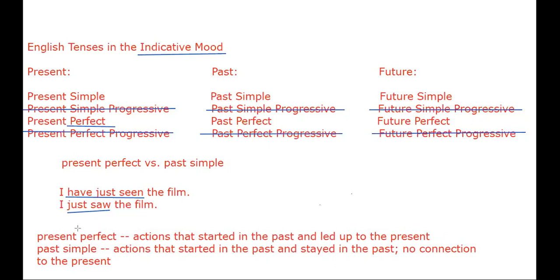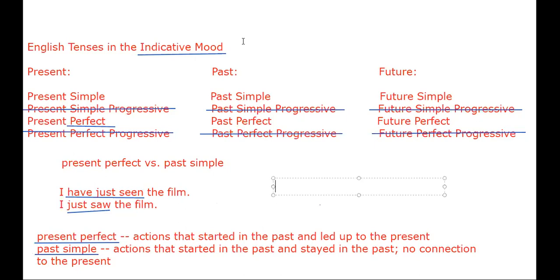And for those of you who have questions, I'll pause for a moment to give you some time to ask questions. But let me just finish making this point now, and then you can ask questions. But if you're in the chat, you can ask questions at any time. Let's see. So for the present perfect, actions start in the past and lead up to the present. For the past simple, actions start in the past and stay in the past. Like they have no connection to the present, which is why you can have a sentence like this.